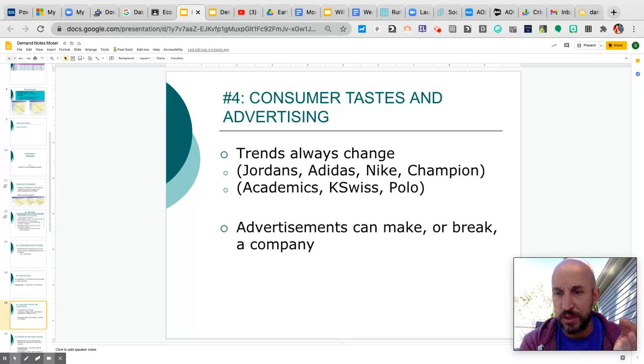Academics, not sure what that was. Another teacher put that on there. K-Swiss, Polo. All right. So some of these products, when they're trendy and consumers' tastes change, or if there's good advertising seen on TV, their demand curves will either shift to the right if people are looking for them, or they'll shift to the left when people say, hey, I don't like this stuff anymore. So advertising can make or break a company. If you have good advertising, it usually helps out your company. But if it's bad advertising, it could hurt your company.